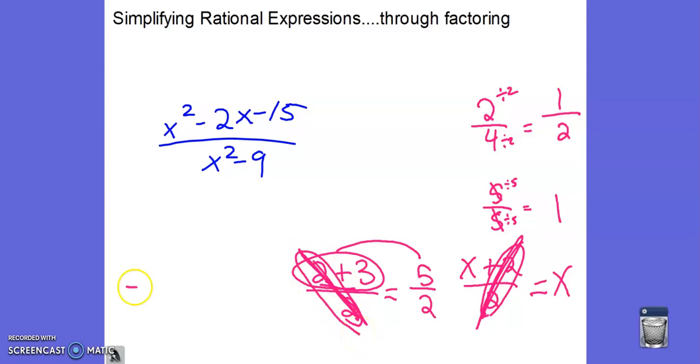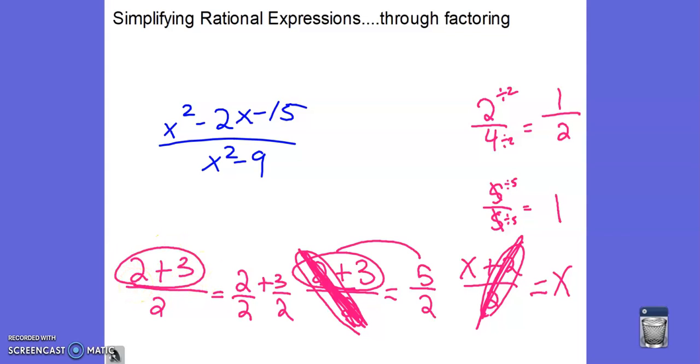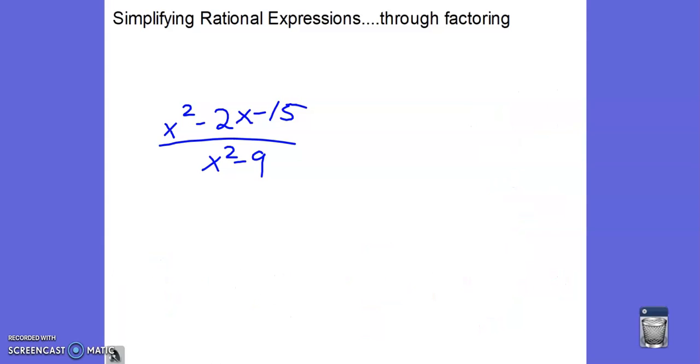Okay? Remember what this big, long division bar means? This big, long division bar literally means I'm dividing the 2 by 2, and I'm dividing the 3 by 2. So that's literally what it means. You can't just cross out one of them like that. So in other words, this plus sign kind of glues these things together. So let's look at this problem from this perspective.